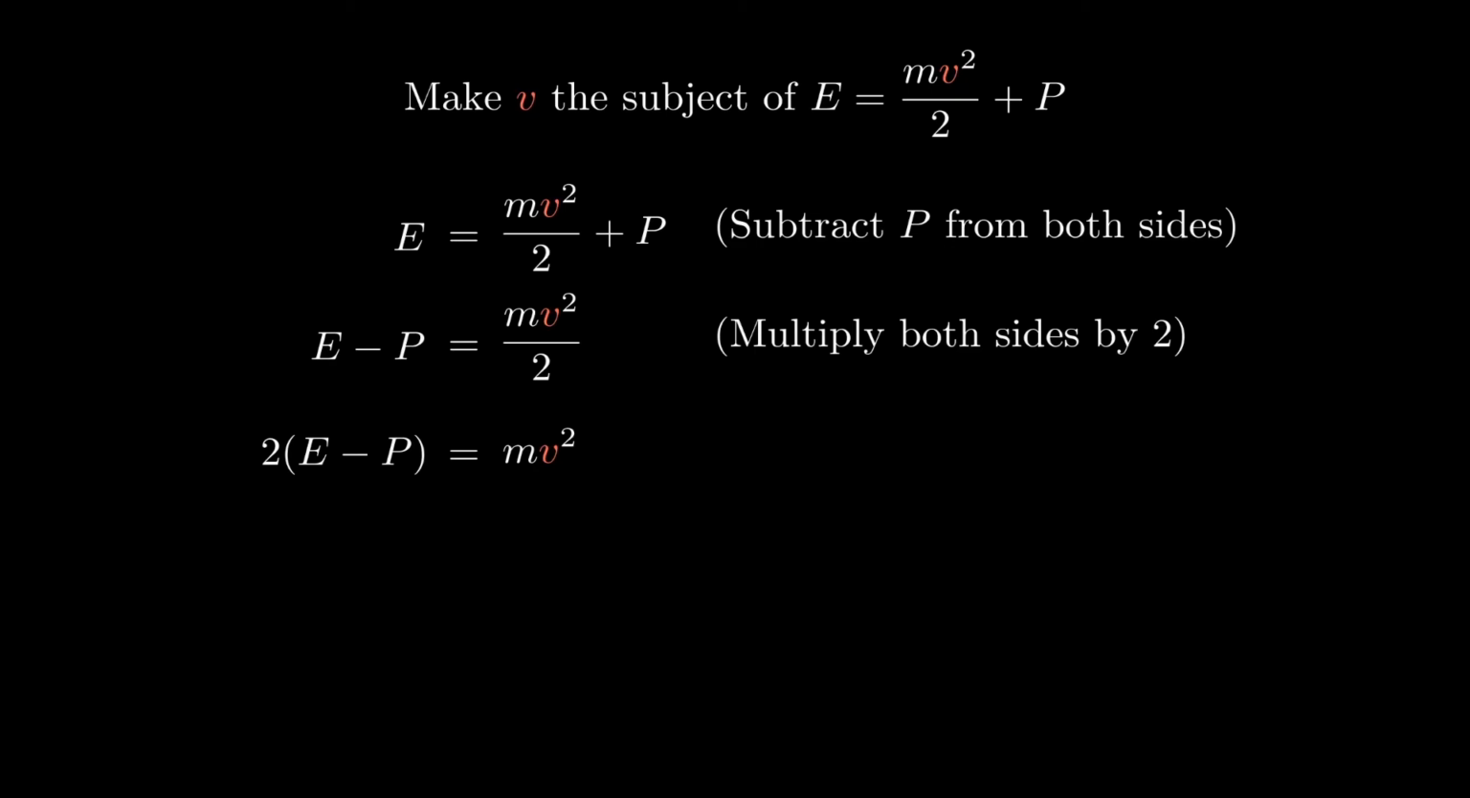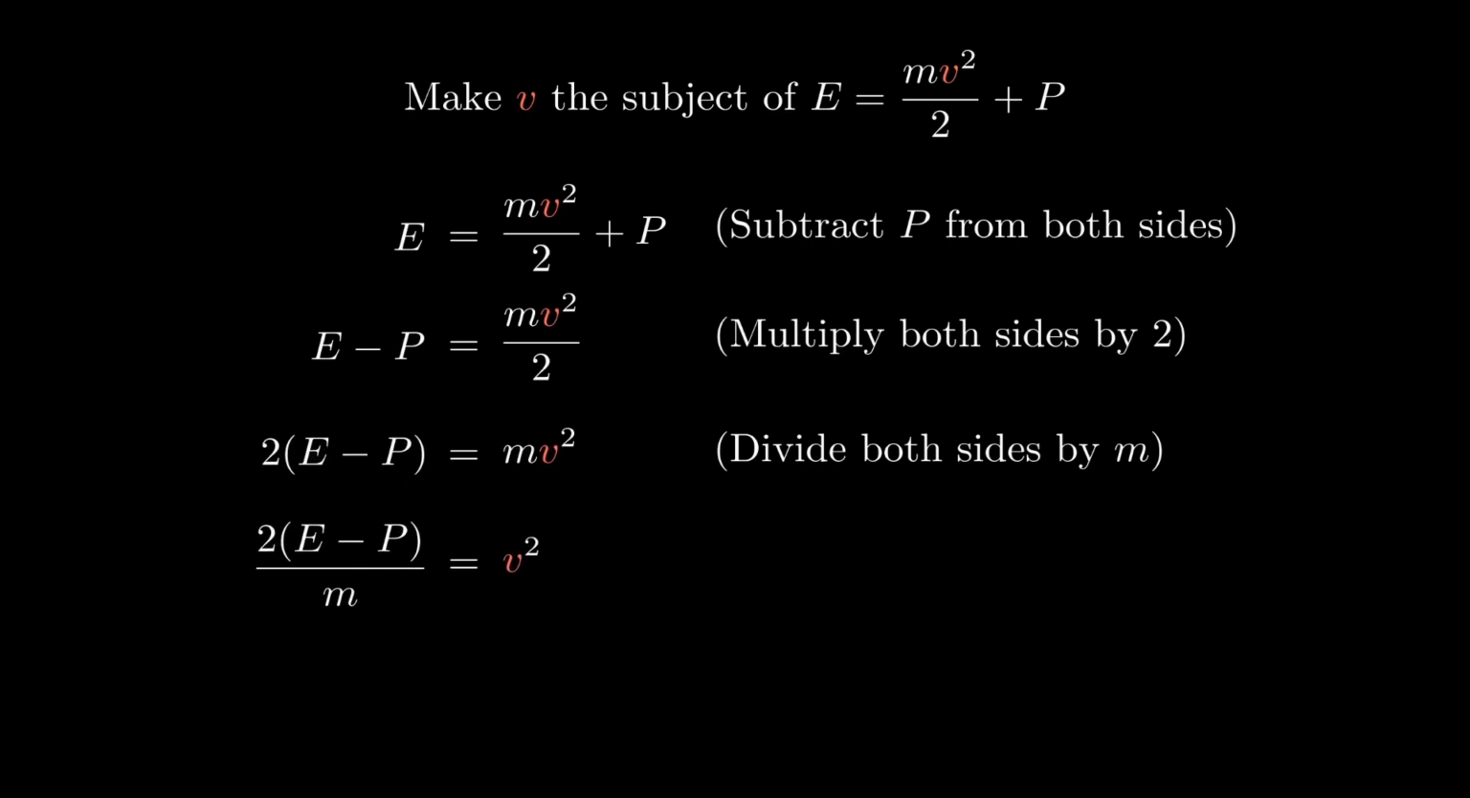Now I've got mv squared, so we're getting closer. I need to now get rid of that m there. So now it's v squared multiplied by m. How do I get rid of multiply by m? I need to divide by m. So on the right-hand side, the m will disappear. On the left-hand side, we're going to get all of that and divide it by m. So it'll be all over the m.